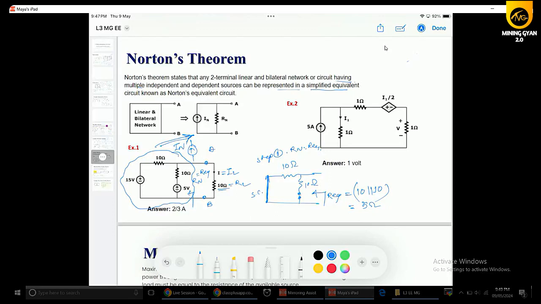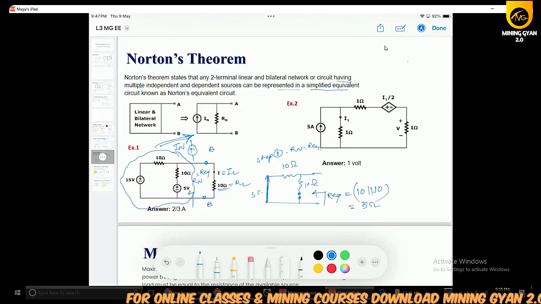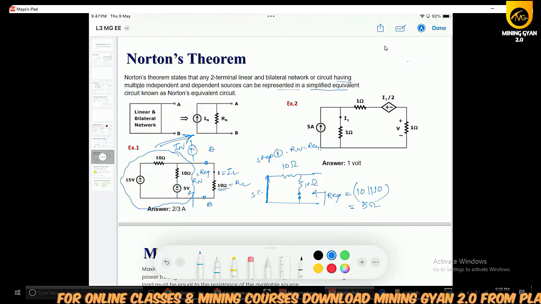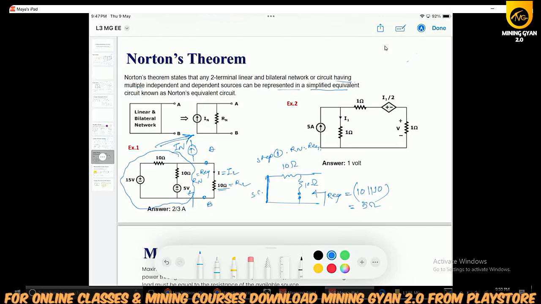Which one is your load resistance? I think this one. Let us calculate Rn. If this is your load resistance, then what will be your circuit? This is the terminal A, and this will be the terminal B. Across this, you want to calculate your Rn. Then what will be your circuit? Like this, 1 ohm, 1 ohm, and this will be your dependent source I1 by 2. And what is I1? That is flowing through this. And R equivalent.